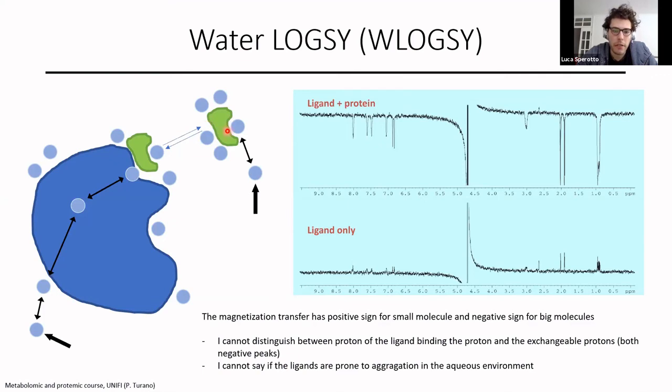So in the case of a small ligand, because it's small, we will have positive peaks like here. But if the ligand is interacting with our protein, what's happening is basically it behaves like a big protein, and in this case the signals are negative. And so just by seeing the 1D spectra and the sign of the signal, you can understand if our ligand is binding or not.